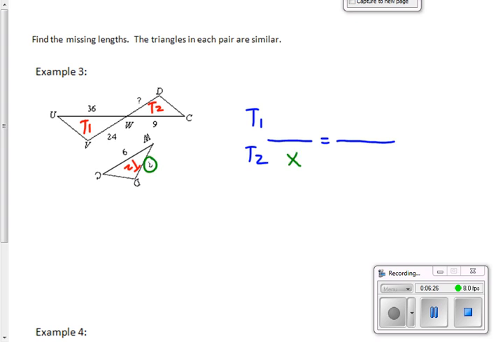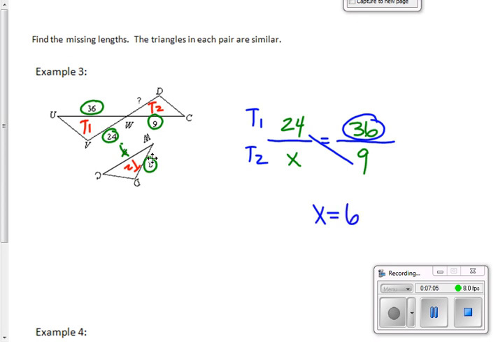That's the unknown. Well, the unknown is going to line up with 24 on triangle 1. So those correspond with one another. 36 in triangle 1 will correspond with 9. It's a 9. Remember, it's upside down here. Will correspond with a 9 in triangle 2. So I'm going to go ahead and drop 9 down. Well, to solve for x, you simply cross multiply and divide. So I cross multiply 24 times 9, divide it by 36, and we find out that x equals 6, or the unknown is 6 units in this case.